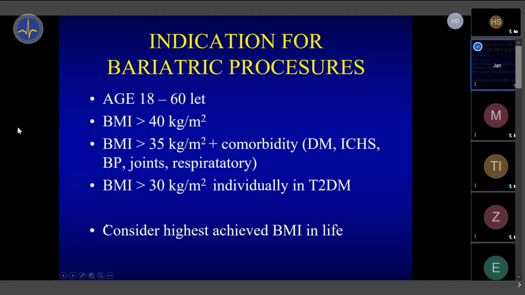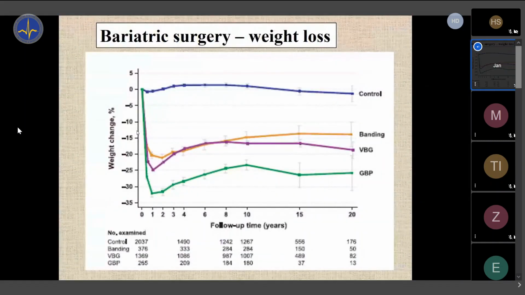And interesting is that you can consider any BMI throughout the life. So if someone was very obese 10 years ago or 5 years ago, BMI 42, right now the BMI is 36, but is not moving lower, you can do bariatric surgery because it was 40 before. And this is my closing slide, this and the next one, and then I go to questions.